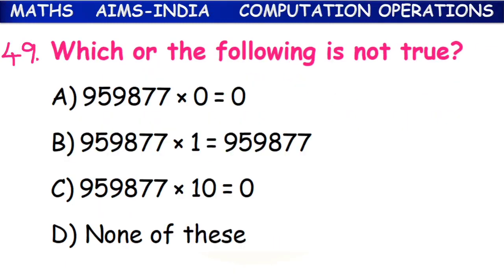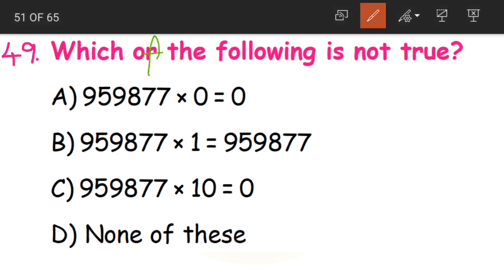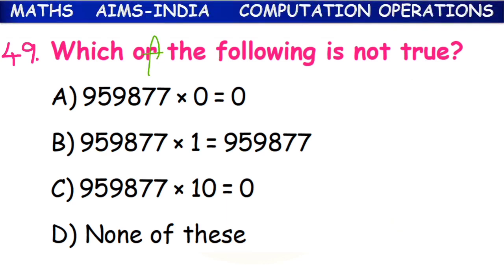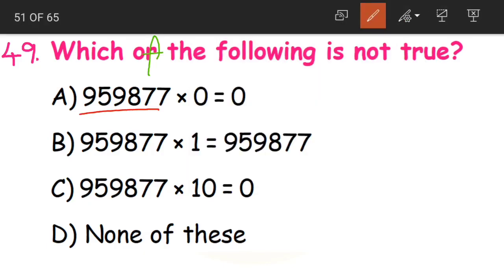Now question number 49. Which of the following is not true? Now we should see which of the following is not true. Now we have a number multiplied by 0 and the product is 0. Is it true children? Yes, it is true. Any number multiplied by 0, the product will be 0 itself.